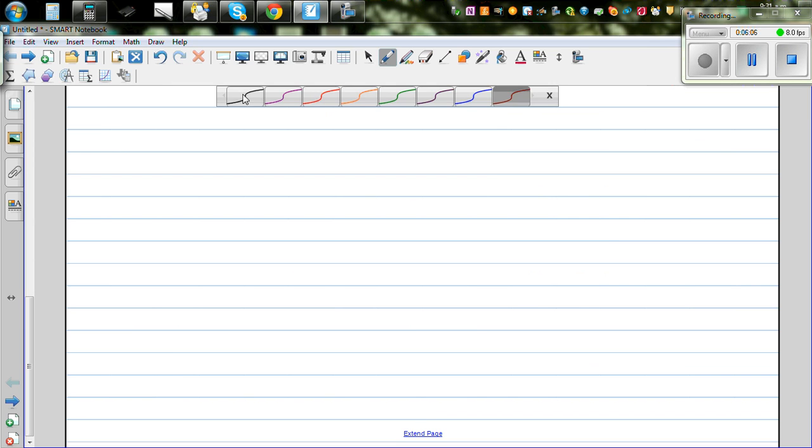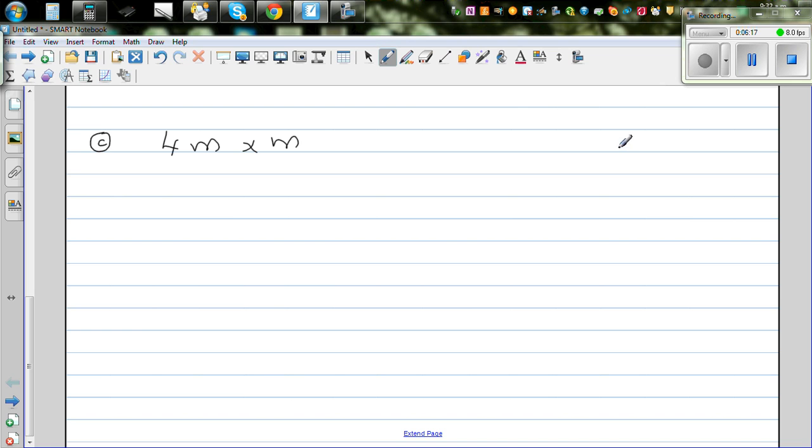Okay, question 3 or question C is, say, 4m times m. Okay, now there are certain things that you need to know in algebra before I do this. m plus m plus m, there are 3 lots of m, so this is 3m. But if it is m times m times m, you're multiplying m 3 times, it is written as m cube or m to the power 3.